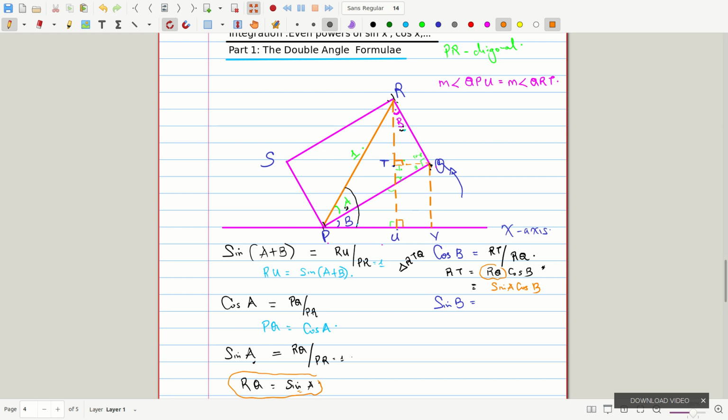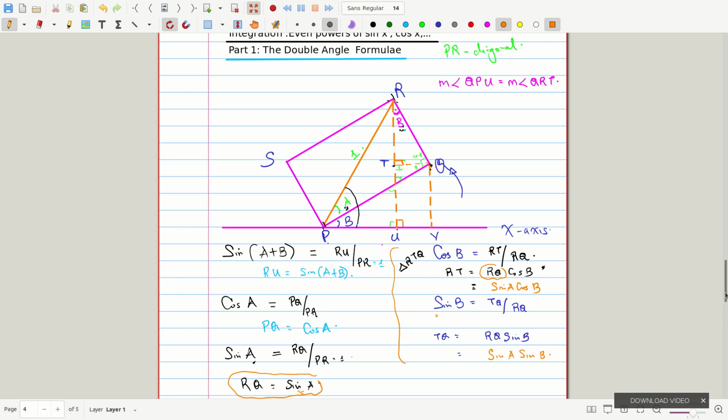And then using the same triangle here, RTQ, we can find an expression for sine B, because sine B is equal to the opposite, which is TQ, divided by the hypotenuse, which is RQ. And then we can make TQ the subject, which is equal to RQ times sine B. Again, we know the result for RQ. We already saw RQ here is sine A, so we shall say that this is sine A and this is sine B.